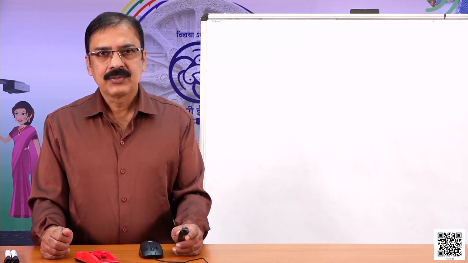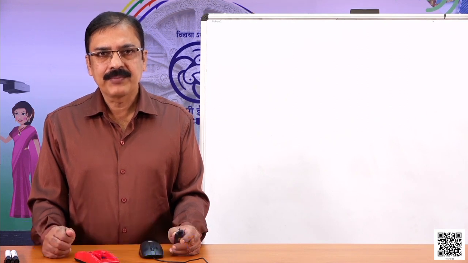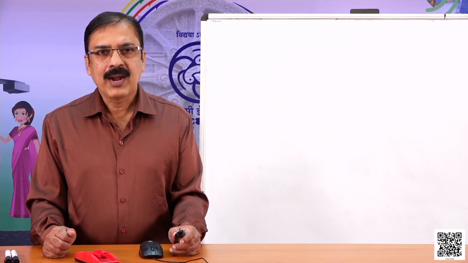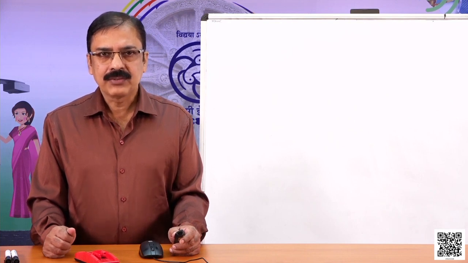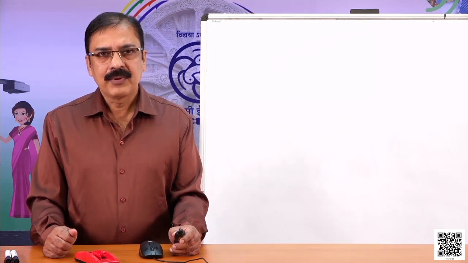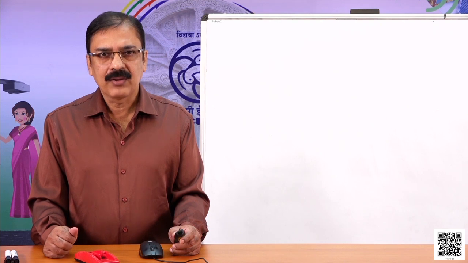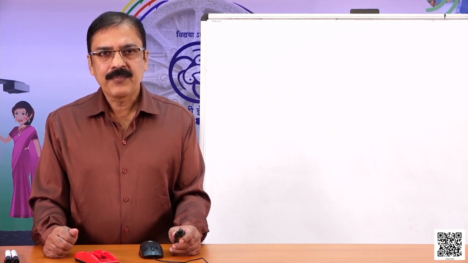Dear students, today we are going to discuss from class 9 mathematics book chapter 8 Quadrilaterals part 4. Dear students, previously we have discussed about the properties of parallelogram. So what properties we have discussed, let's see.